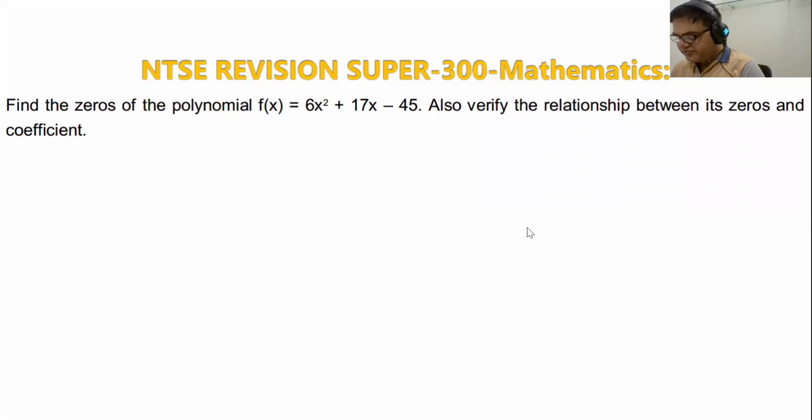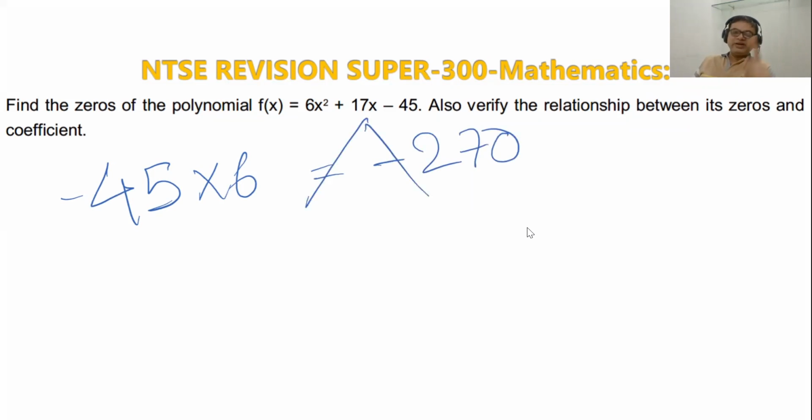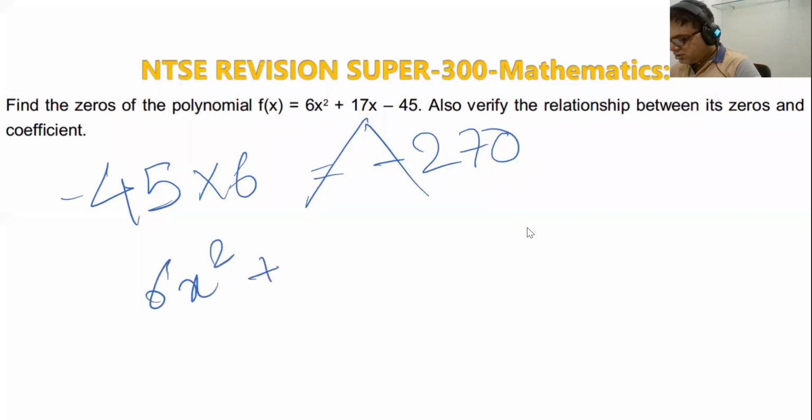अब देखो भाई, 45 को जब मैं 6 से मल्टीप्लाई करता हूं तो आई एम गेटिंग -270. Now I have to find two numbers, one positive, one negative, such that their product is -270 and their sum is 17. Easily I can find. The numbers are 27 and 10. So I will have 6x square plus 27x minus 10x minus 45.